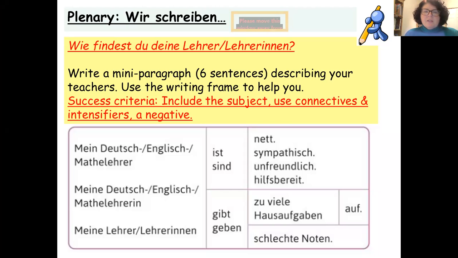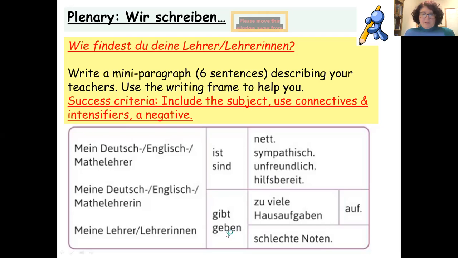So I want you to write a little mini paragraph, just 6 sentences to describe your teachers. You can use the writing frame here to help you, okay? You've got your adjectives here. You've got some extra adjectives, actually. So we've got nett for nice, sympathisch. We've already had that, which is kind. Unfreundlich, which is unfriendly. Hilfsbereit, which is helpful. Okay, hilfsbereit is helpful.